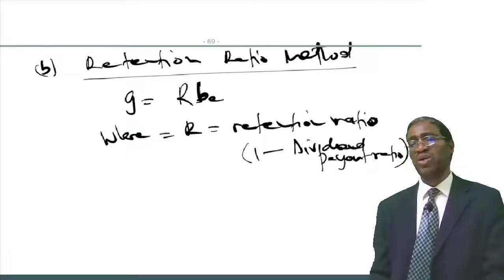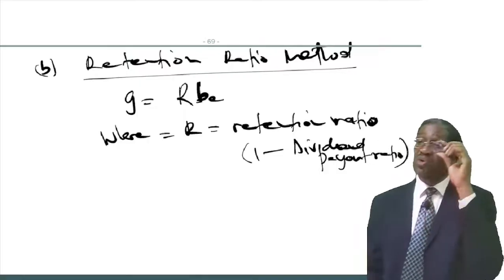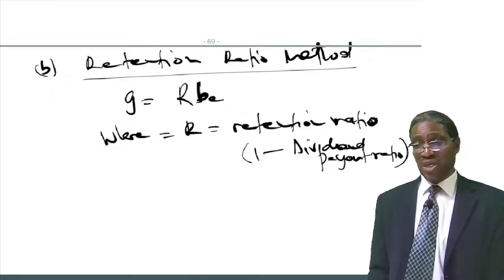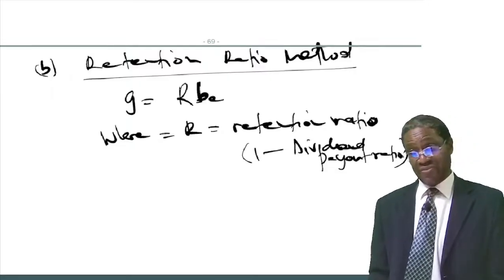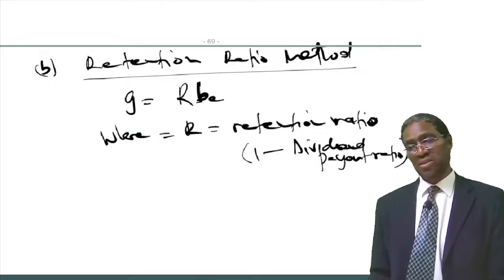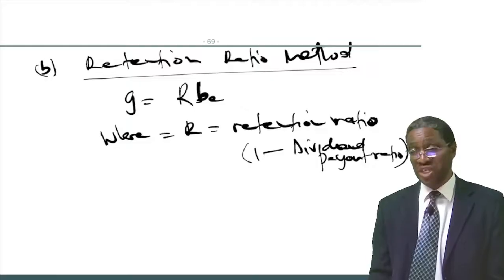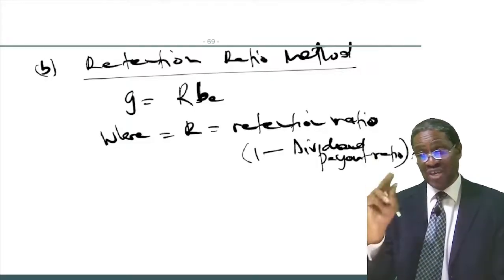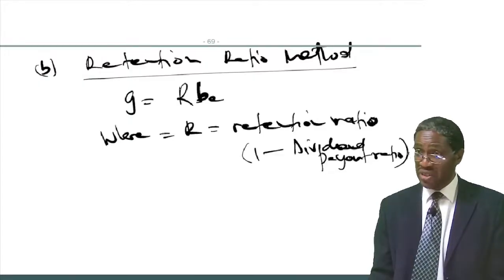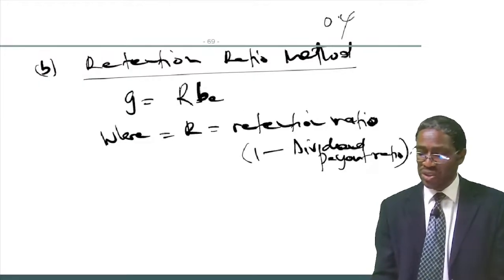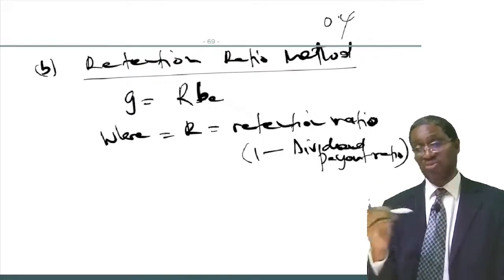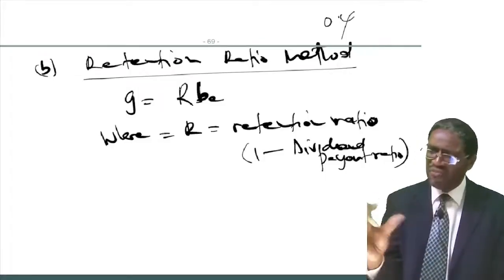Listen, let me explain what is dividend payout ratio. I think you have also done the topic of ratios. The earnings per share is 5. The company paid a dividend of 2 shillings. So what was the payout ratio? It is 2 divided by the earnings. So 2 divided by 5, that is 40%, which is the same as 0.4.